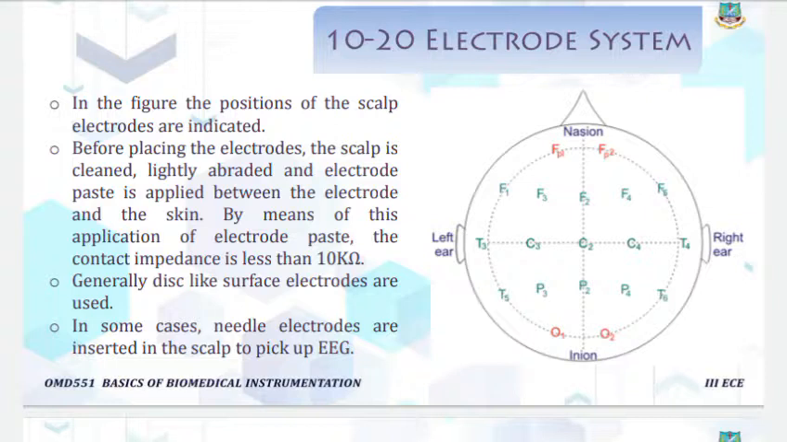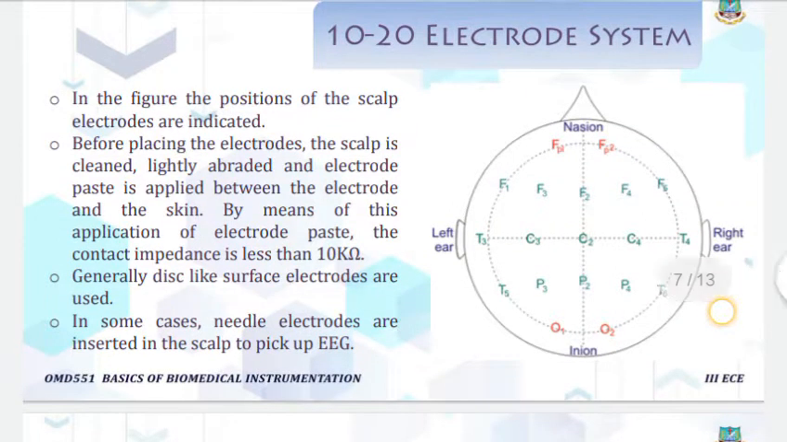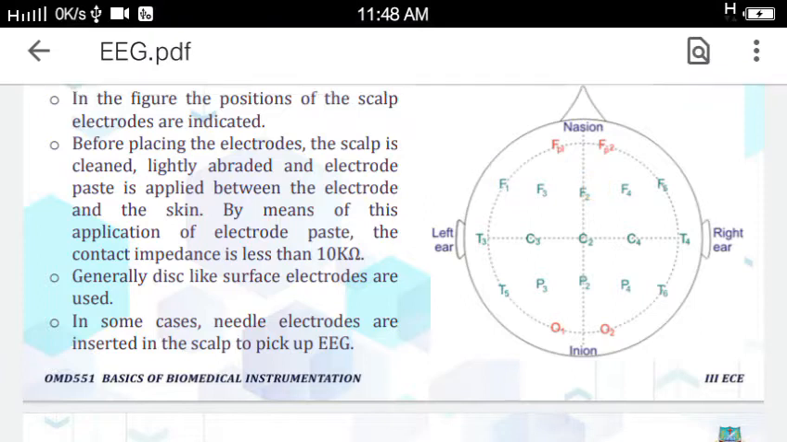Then repeat this procedure on the right side also. Here we get the points F4, C4 and P4. Then check that F7, F3, Fz, F4 and F8 are equidistant along the transverse circle. So this is the equal distance. These all have equal distances along the circle passing through F7, Fz and F8.